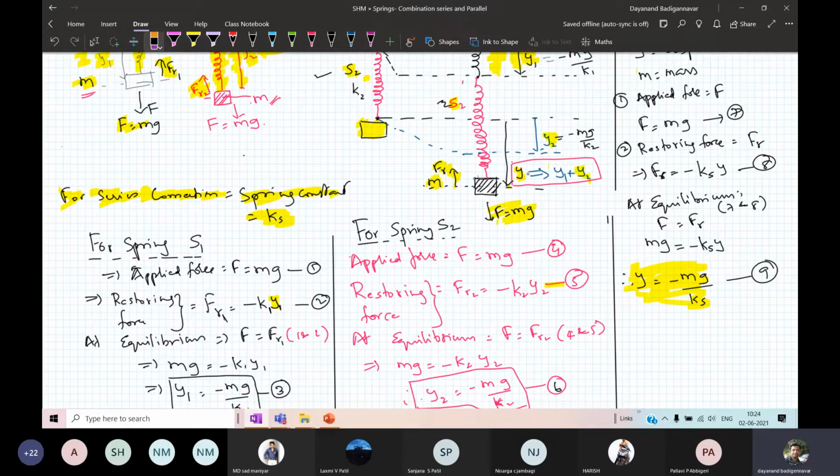Okay. So this is the Y that I have evaluated. I have done the evaluation of Y. What is the value I have? The value of Y is given by minus mg divided by Ks. So this is equation number 9. Now I will continue here.